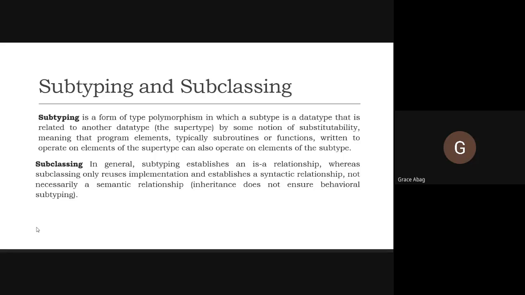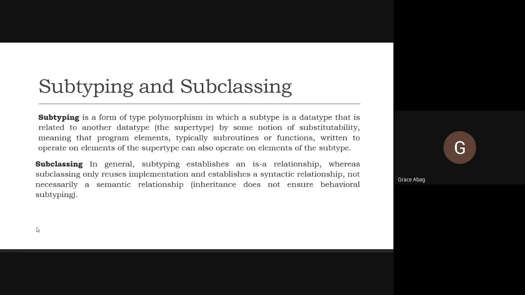Miss Joanna, can you read what is subtyping and subclassing? Subtyping is a form of type polymorphism in which a subtype is a data type that is related to another data type, the supertype, by some notion of substitutability, meaning that program elements, typically subroutines or functions, written to operate on elements of the supertype can also operate on elements of the subtype. While for subclassing, in general, subtyping establishes an is-a relationship, whereas subclassing only reuses implementation and establishes a syntactic relationship, not necessarily a semantic relationship. Inheritance doesn't ensure behavioral subtyping.